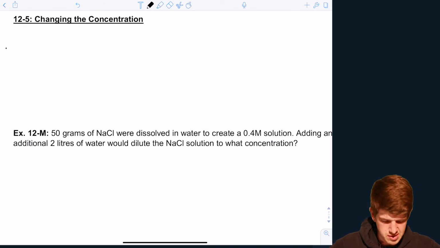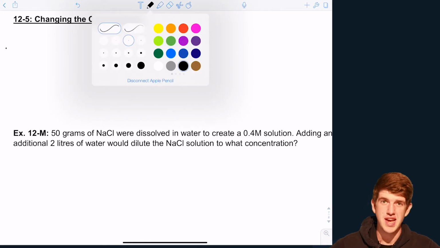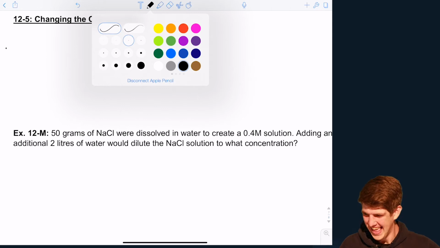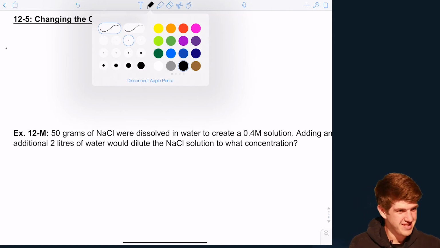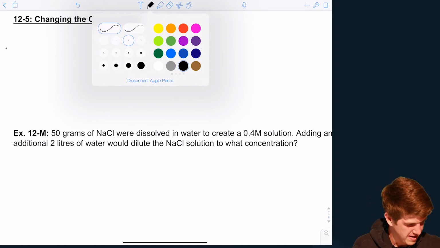So now that we've talked a little bit about concentration, how to calculate it, we probably know that concentrations are not set in stone. So there are ways that we can change the concentration. And I just like the little, I know, I would have just laughed if I kept going.